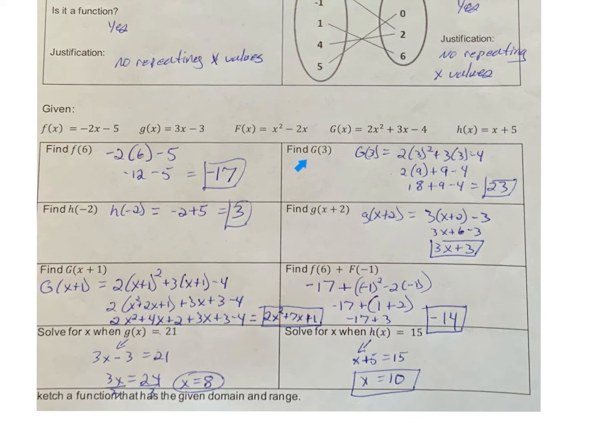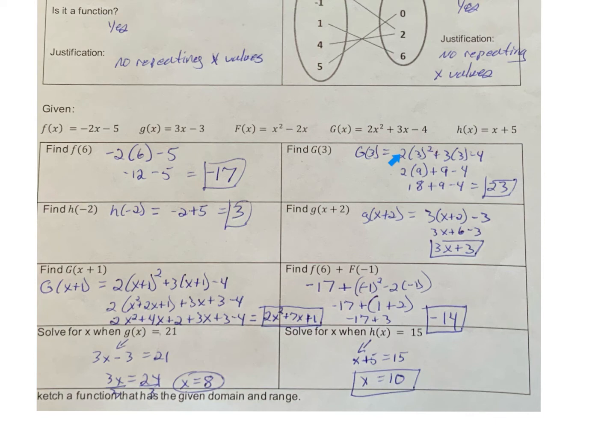Now let's move on over to this one. This is g of 3 with the capital G. You can see that function here. It says 2 times the x value squared plus 3 times the x value minus 4. So if you're asked to find g of 3, you're going to replace the x value with 3.